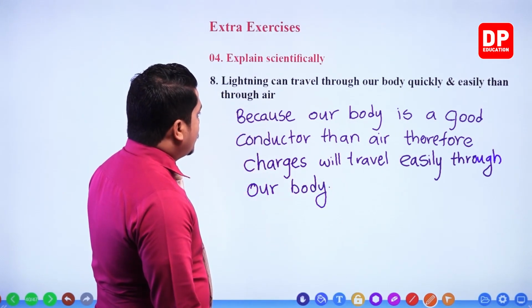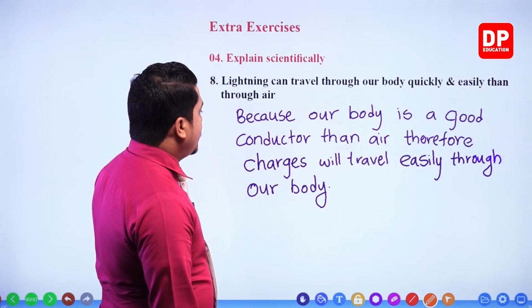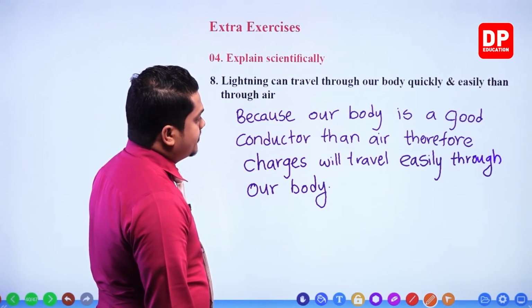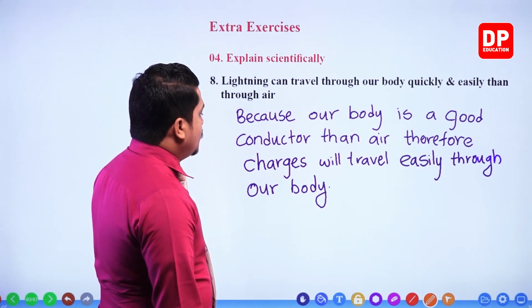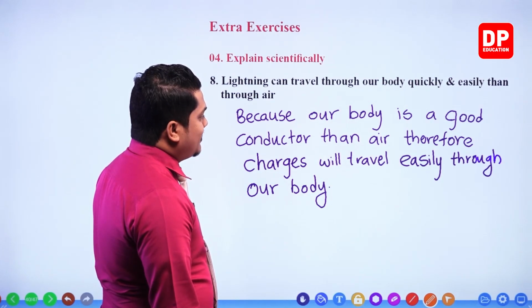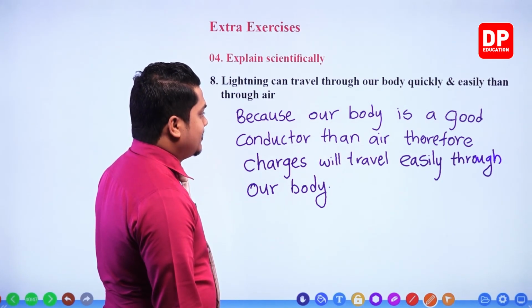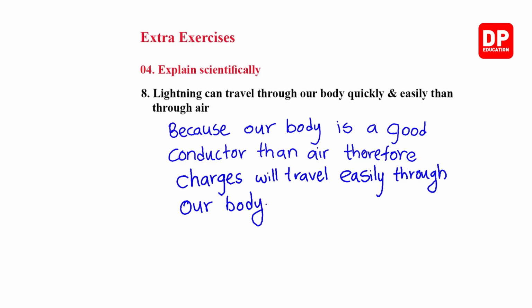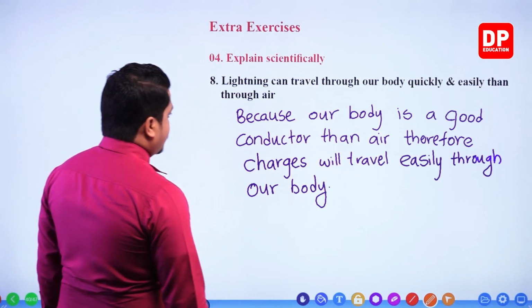Right, because our body is a good conductor than air. Therefore, charges will travel easily, right, easily through our body. So this is why lightning can travel through our body quickly and easily than through air. Okay, right. Then the next question, my dear children.